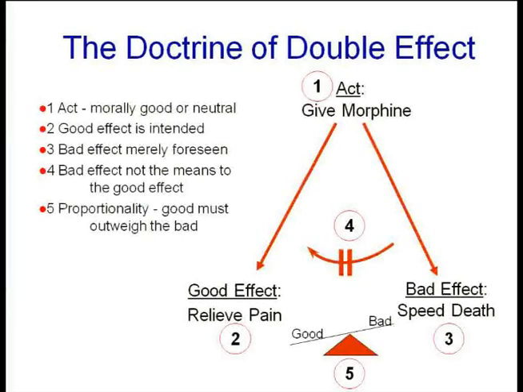And then the fifth requirement is called the proportionality requirement, which is that on balance, the good that you're trying to achieve must outweigh the bad that you're allowing to have happen. So imagine, for example, if we admit somebody to the ICU after an automobile accident and they've got broken bones and they're in a lot of pain, but we fully expect that they're going to recover and do well.